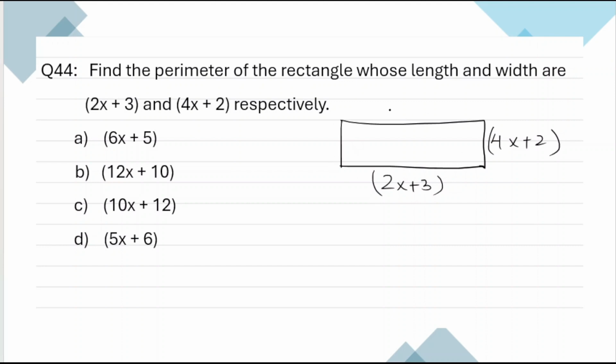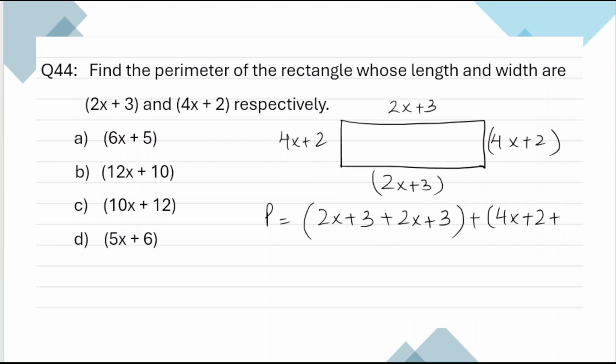So, if this is 2x plus 3, this is also 2x plus 3. And if this is 4x plus 2, this is also 4x plus 2. So, perimeter is adding all the sides. How many times am I adding 2x plus 3? 2 times. Plus add 4x plus 2, how many times? 2 times.